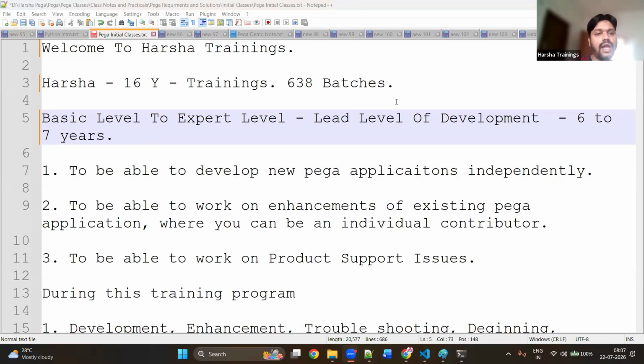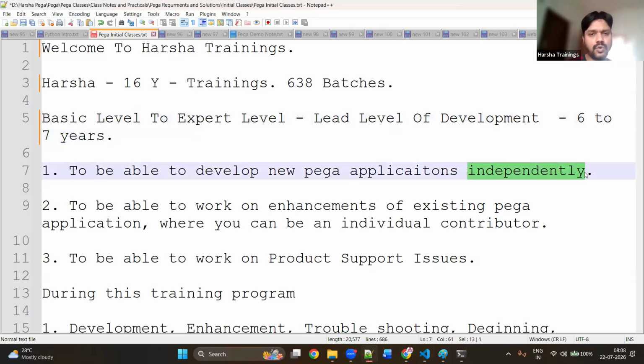For your information, this training is going to make you a Pega developer. After learning this Pega course, you are going to claim yourself as a Pega developer. After this course is completed, you will be able to develop the applications independently. That means after this course, you don't have to take anyone else's help. Any topic in Pega, you can do it on your own.